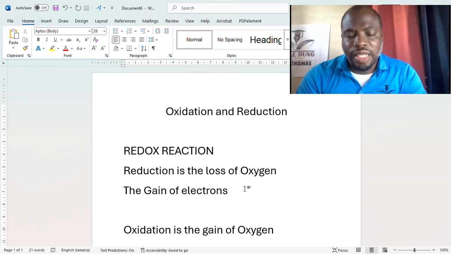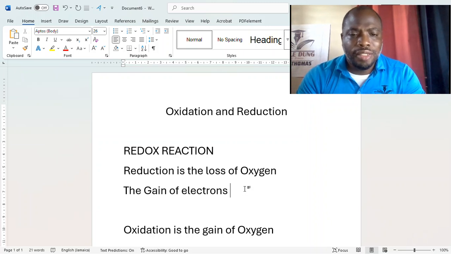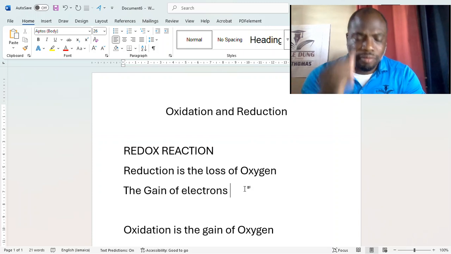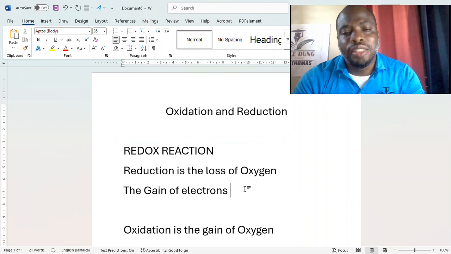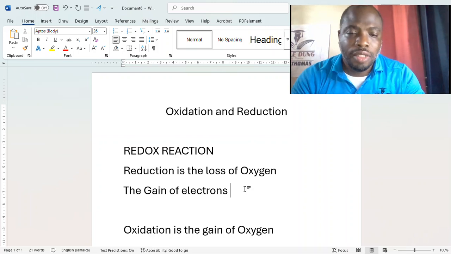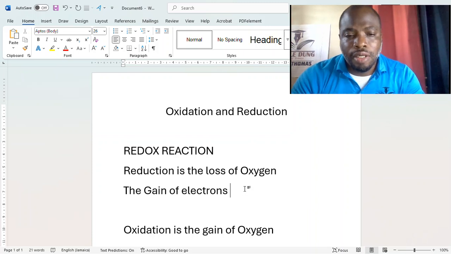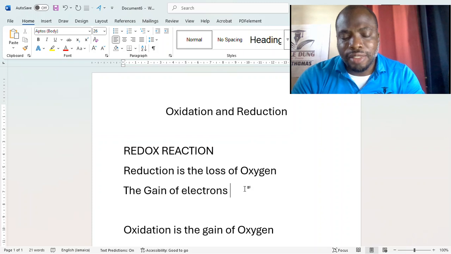So the gain of electrons is reduction. And this is not something that sits well with students because how can you be gaining something yet still you're reducing? And so you have to look at it as going back to subatomic particles where we look at the electrons and the charge. So an electron is negatively charged. So the compound will be gaining something that is negative, and hence that's why it is being reduced. So the gain of electrons is actually reduction.